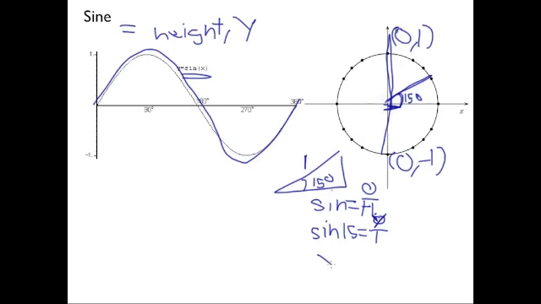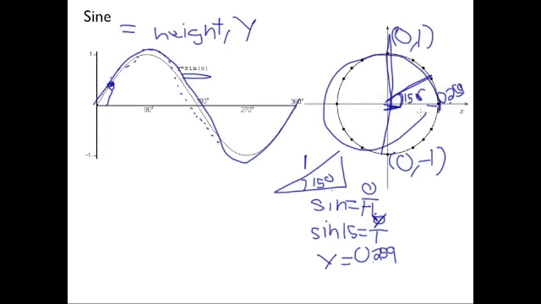So the y would be equal to 0.259. That means here it would be blank, comma, 0.259. So let's look here now. Since this is 90 degrees, 15 degrees would be somewhere here, and right here is 0.259. If we did this for every degree all the way around the unit circle, we would come up with this graph.